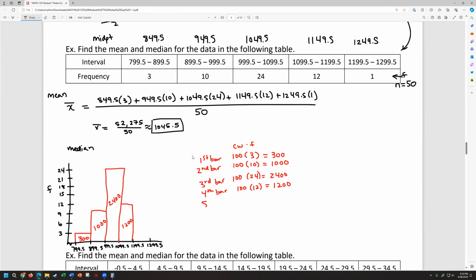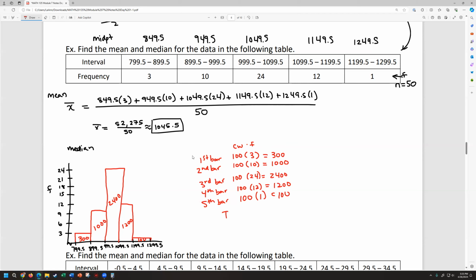And then the last, or fifth bar, the area is still class width of 100 between the interval, and this time the frequency is 1. So it's just going to be 100. So that's actually a really small one down here. So we counted by 3s.